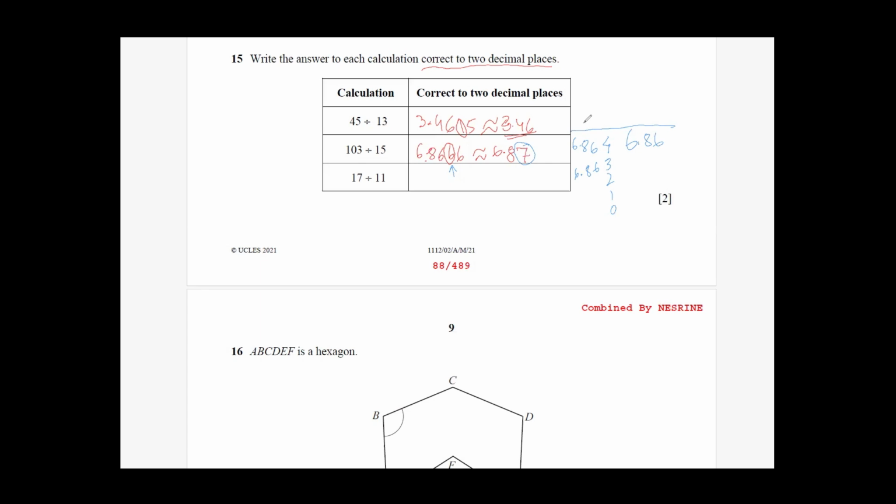That means 0.86, if the third digit is 5, 6, 7, 8 or 9, in all these cases this is going to be rounded off to 6.87. So since this is the case that we are having, it is going to be rounded off to 6.87.